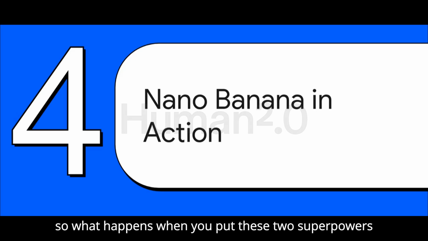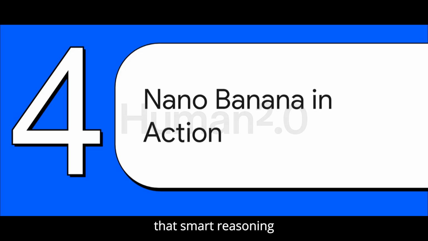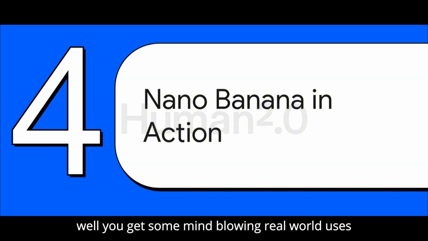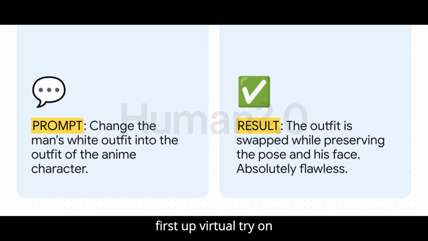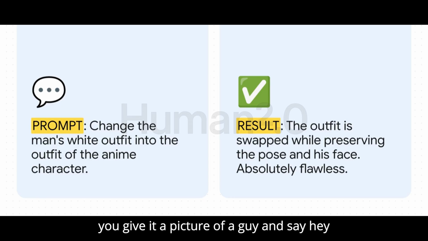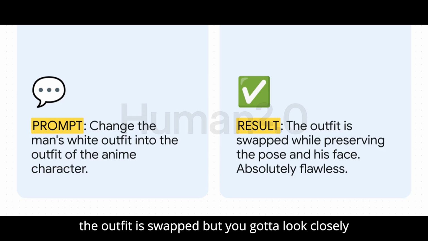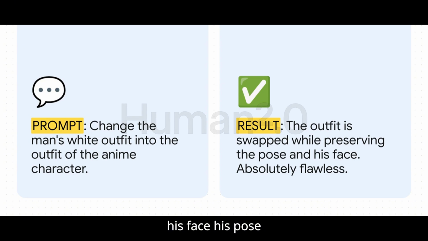So what happens when you put these two superpowers, that smart reasoning and this incredible consistency together? Well, you get some mind-blowing real-world uses. Let's fire through a few quick examples of what this thing can do. Okay, first up, virtual try-on. You give it a picture of a guy and say, hey, change his white outfit into the outfit of this anime character. And the result is flawless. The outfit is swapped, but you gotta look closely. His face, his pose, the background, perfectly preserved. That level of precision is just insane.